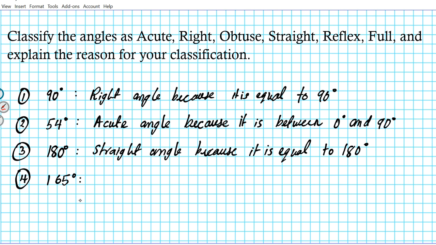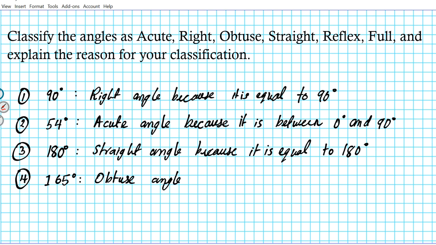165 degrees is located between 90 degrees and 180 degrees. Okay, it's between 90 and 180. So if you think about the angle classifications, where is 165? What classification is there for angles that are between 90 and 180? Angles that are between 90 and 180 are obtuse angles. So this is an obtuse angle.